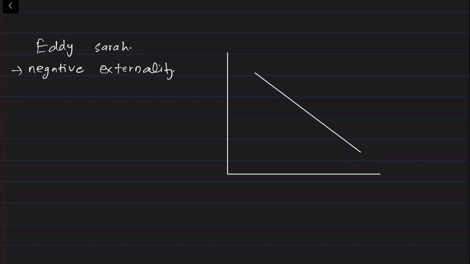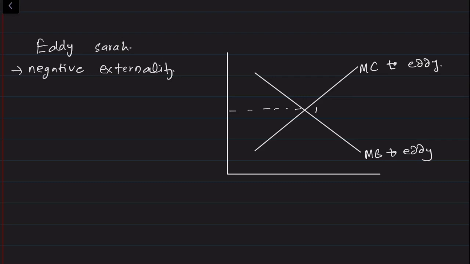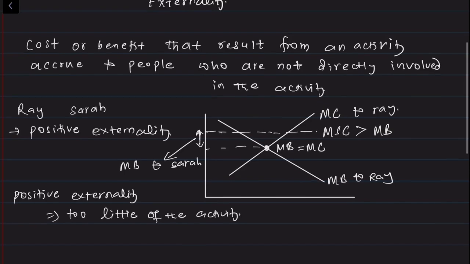So this is marginal benefit to AD, and this is marginal cost to AD, and he will practice until the marginal benefit equals the marginal cost. Now this time AD's practice generates a negative externality to Sarah. So let's say this is the marginal cost to Sarah. So in this case, marginal social cost is greater than marginal benefit, right?